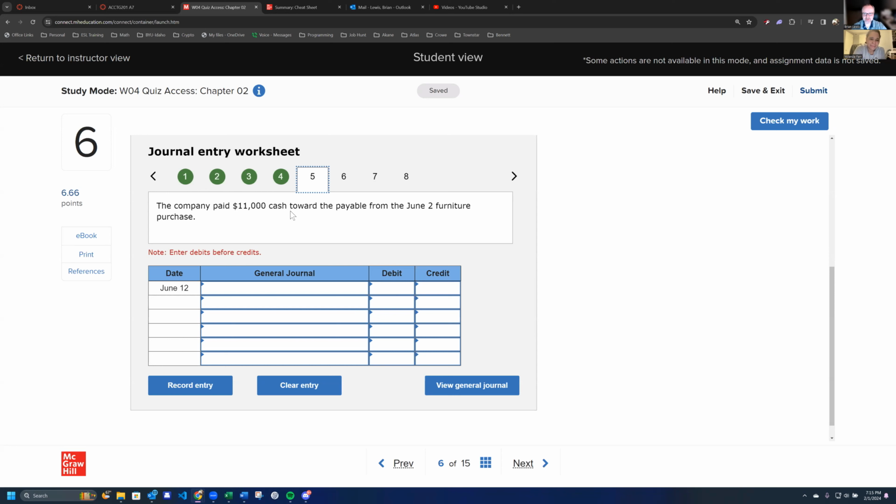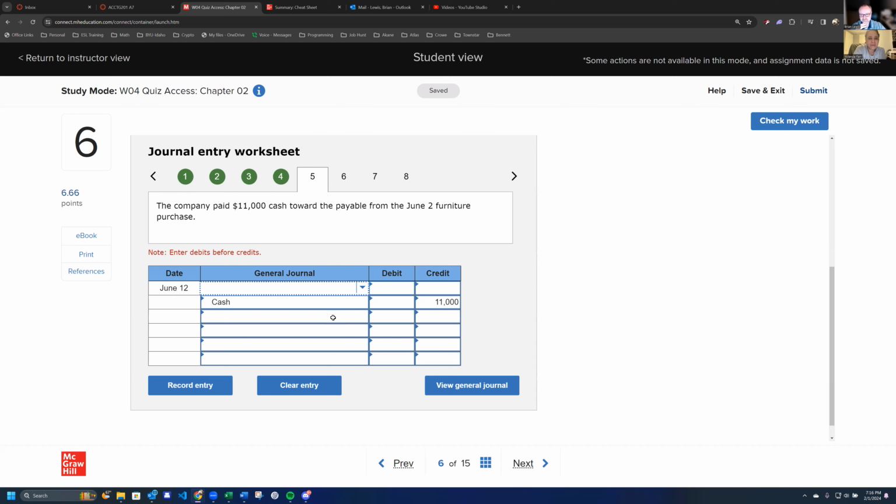Okay, so the company paid $11,000 cash towards the payable from the June 2nd furniture purchase. So in June they bought $18,000 of furniture on credit, right? Yep. So now we are gonna have cash credited $11,000. Yep, cash is credit. How much is that? 11,000.